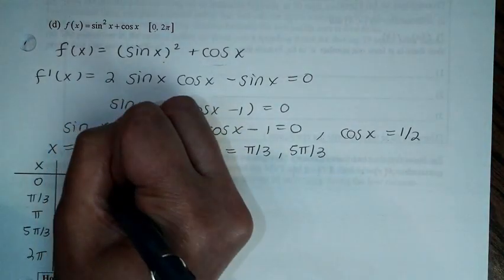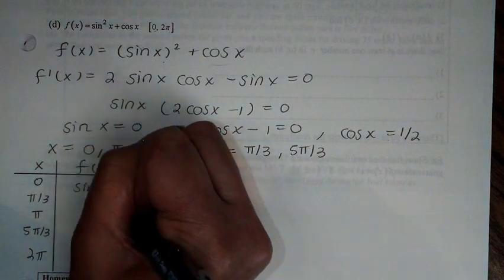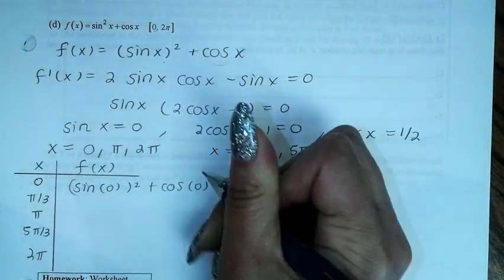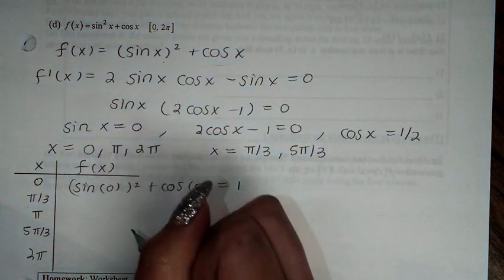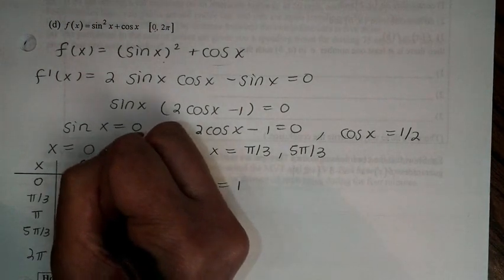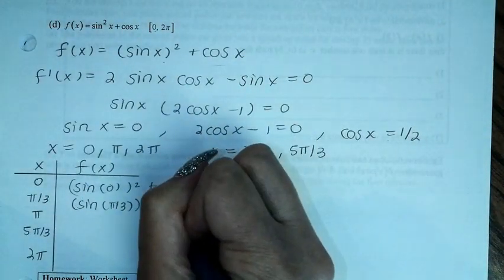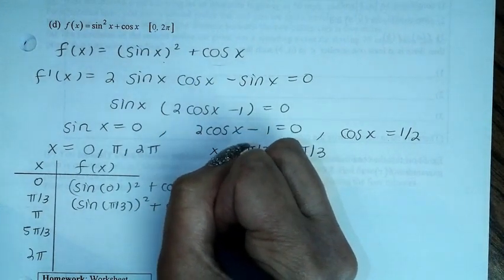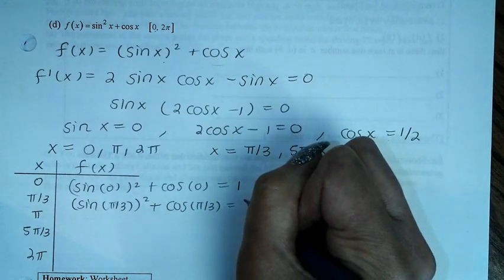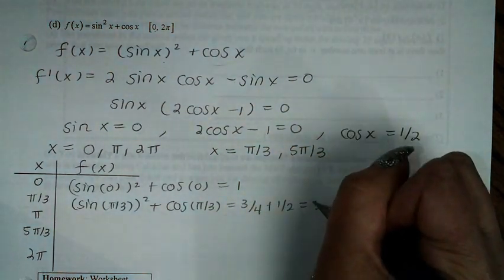Into f of x. In this situation, you know that it's going to be sine of 0 squared plus cosine 0, you know that that's going to be 1. Then sine of pi over 3 is going to be root 3 over 2. Squared, that's going to be what? Technically speaking, you have 3 over 4 plus 1/2, so you have 5 over 4.